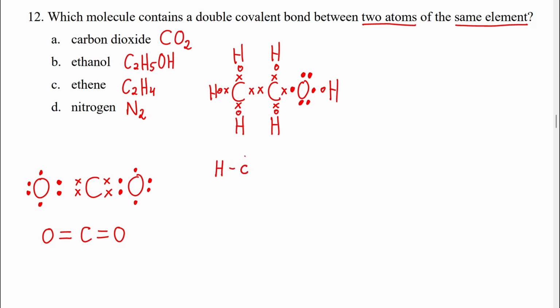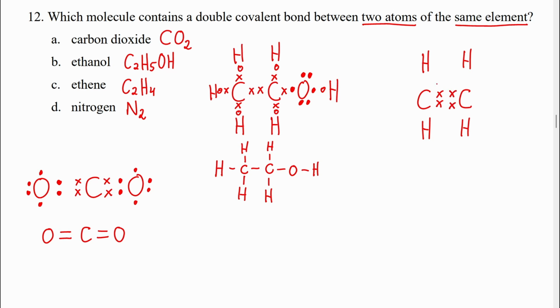So from here, I can simplify the structure to be like this. So this is all a single bond between each element. While ethene, we have 2 carbon and 4 hydrogen. So you have to think about the structure, and I think we already discussed this structure of ethene in the previous question. So this is the double covalent bond between carbon and carbon, right?